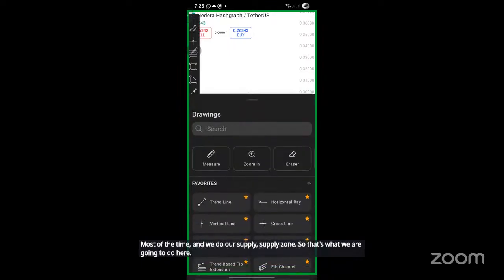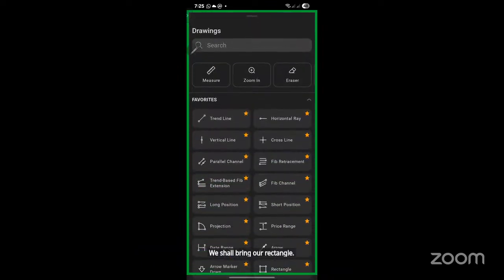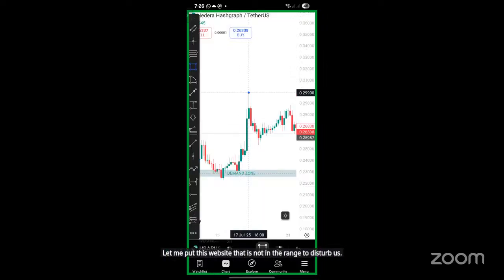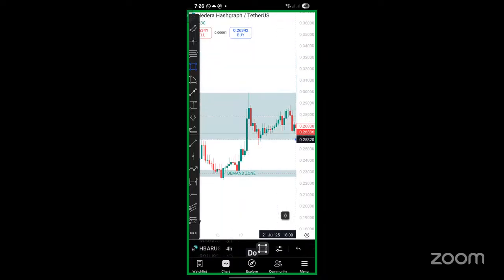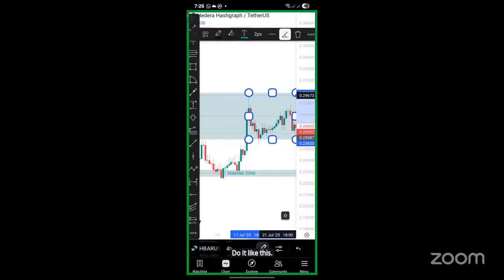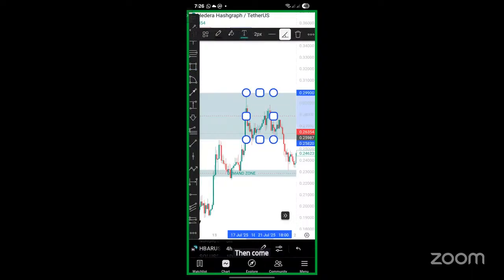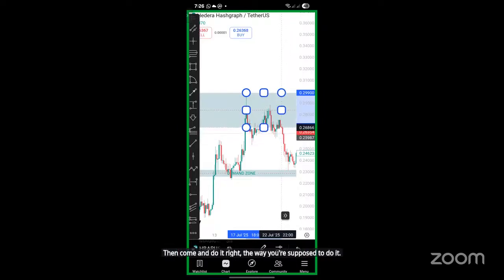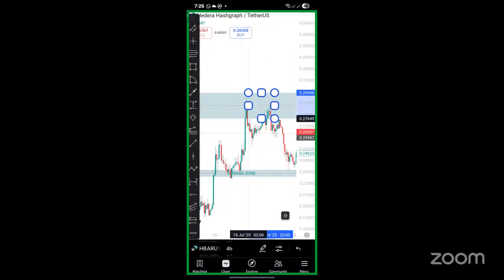We shall bring our rectangle. Let me put this one so that it's not in the range to disturb us. Bring the rectangle, put it at the tip, do it like this. Tap in the screen once, make it disappear, then come and draw it right, the way you're supposed to do it. Come and draw it right like that.